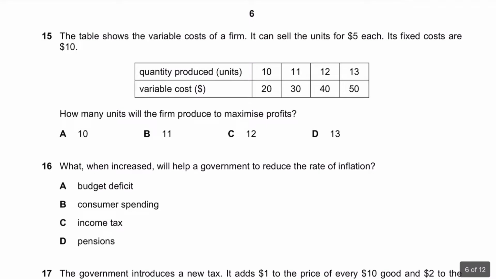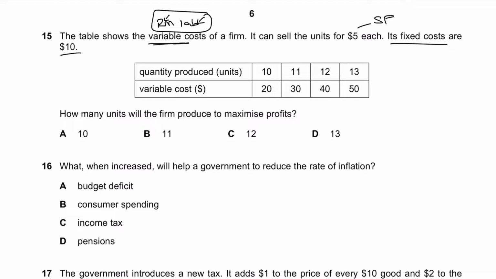15 says the table shows the variable cost of a firm. It can sell the units for 5 each. Variable costs directly vary with output, such as raw material cost, an example of variable cost, and labor cost, also an example of variable cost, because the more you produce, the more raw material is used and the more labor is paid. It can sell the units for 5 each, so this is the selling price. Its fixed costs are 10. Okay, so how many units will the firm produce to maximize profits?